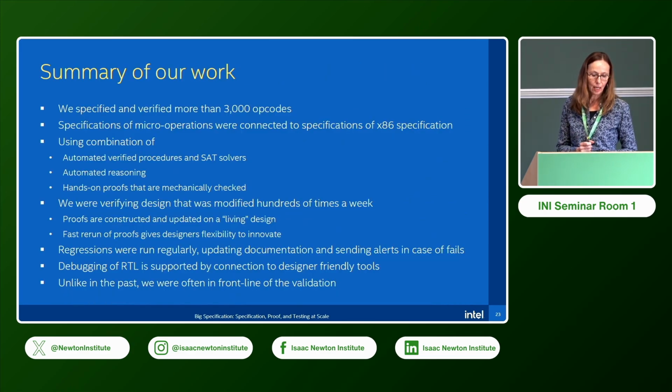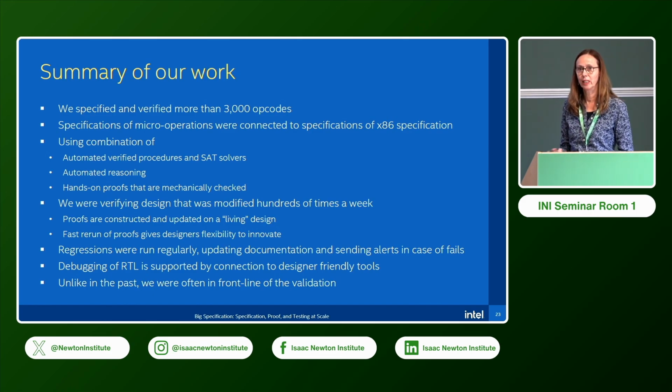So, just a summary: we specify and verify more than 3,000 opcodes, and our specifications are connected to the x86 specification. We use the automation built into the ACL2 prover, and different automated procedures that our group built. We need to re-verify it basically every day, and it is changed hundreds of times by different people. So we need this fast path to building the model and rerunning proofs.